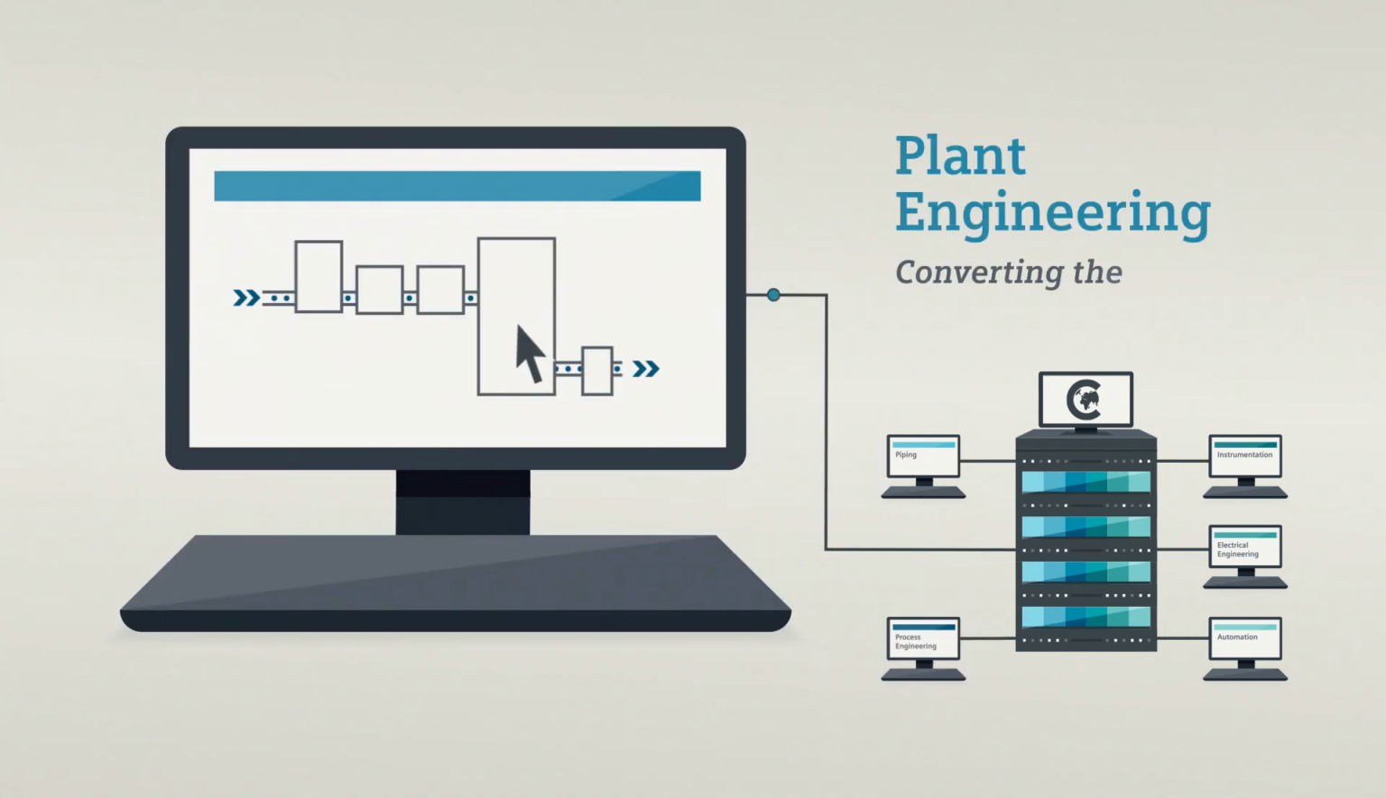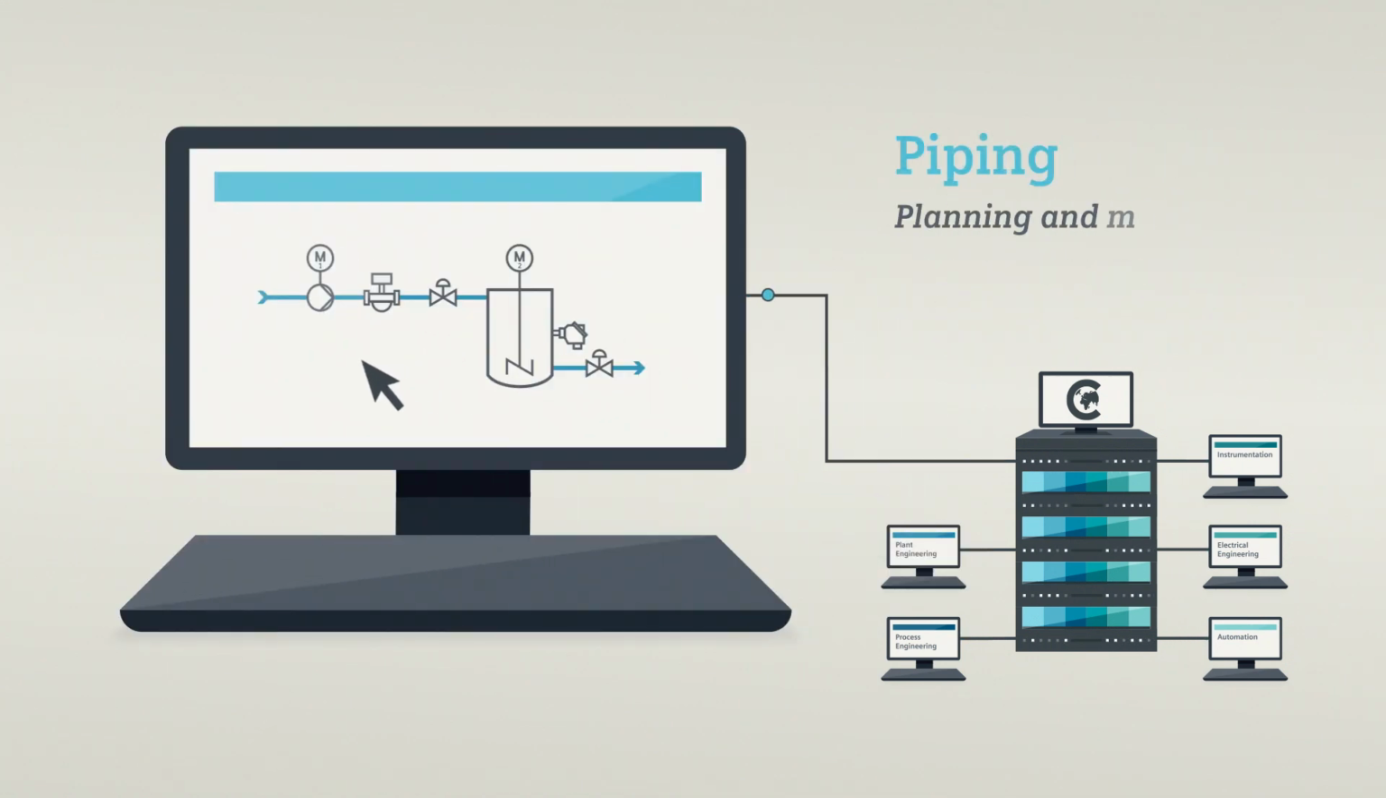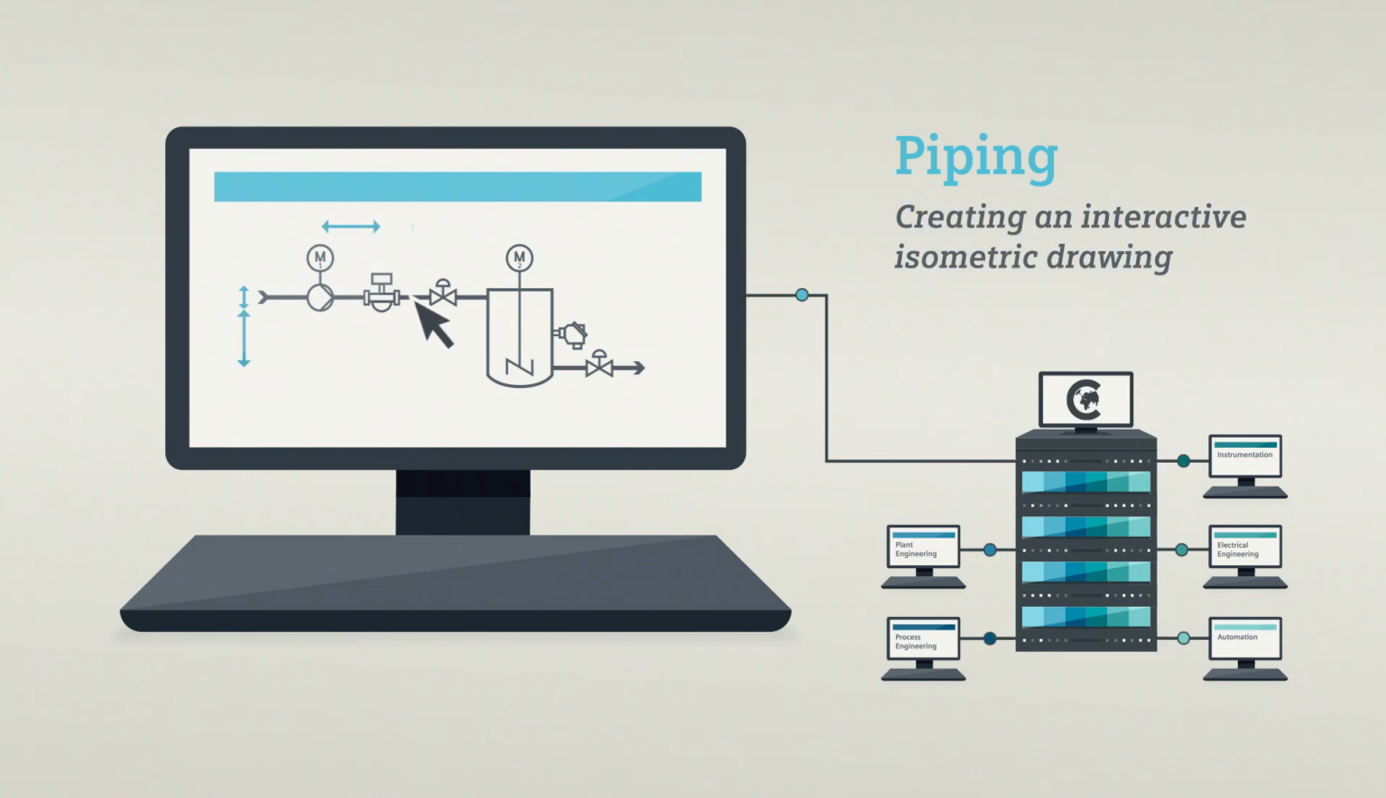In the next step, the PFD is converted easily into a piping and instrumentation diagram, P&ID, the key document in the process industry. During this process, COMOS provides you with comprehensive object libraries. In addition, entire piping systems can be planned and managed, or interactive isometric drawings can be created with COMOS process. The connection to 3D models is also supported.